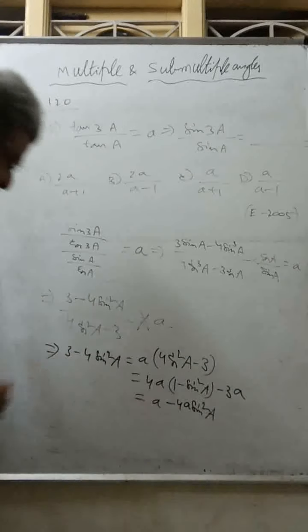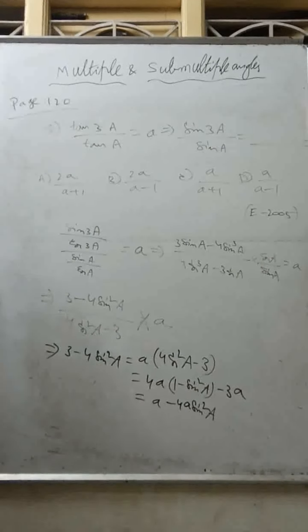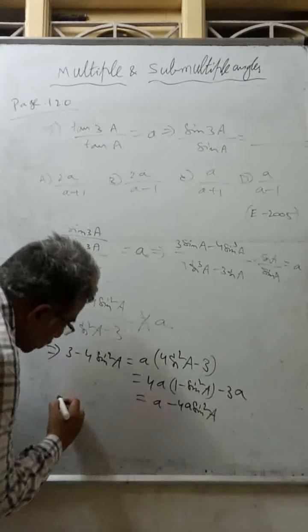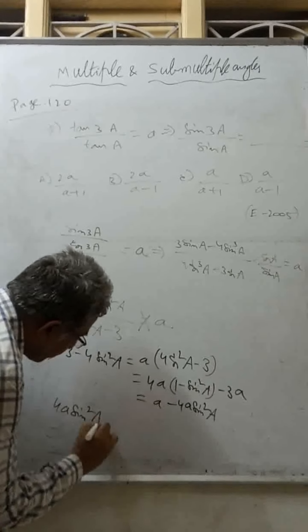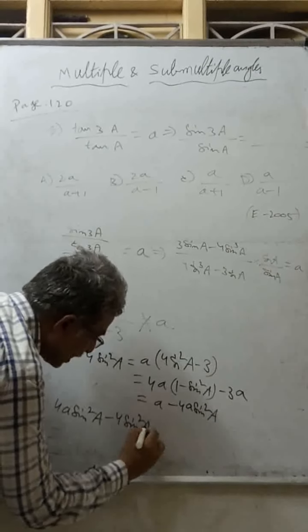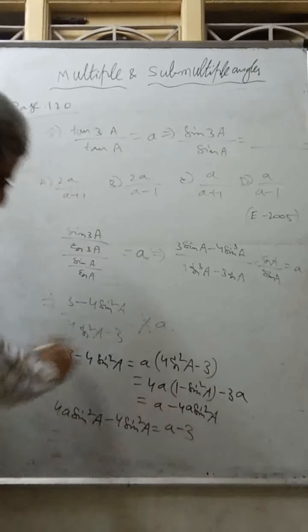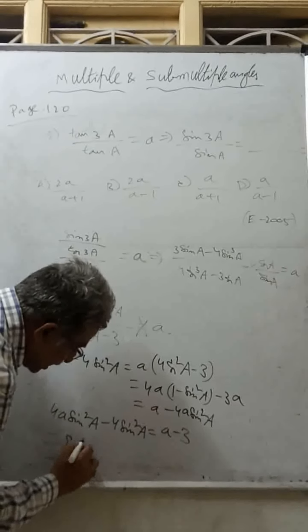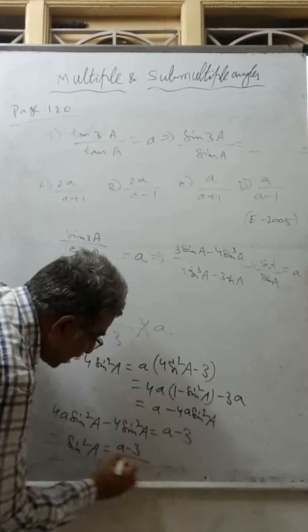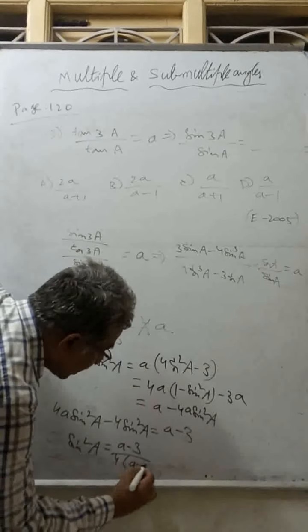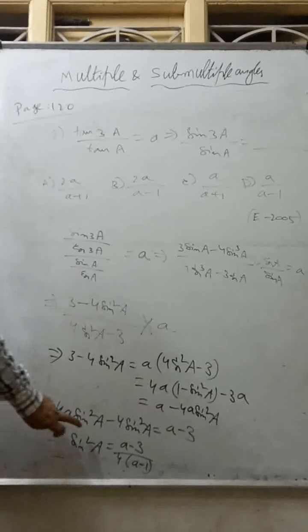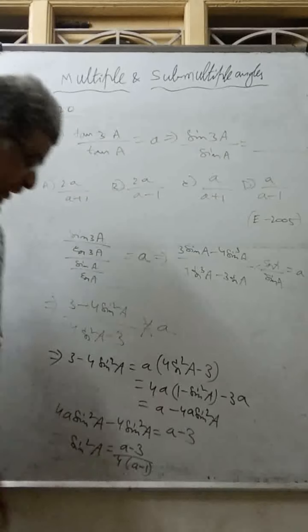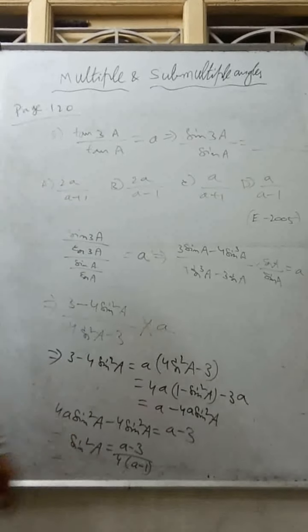Now this 4a sin square A goes to this side, 3 to that side, so 4a sin square A minus 4 sin square A equals a minus 3, since plus 3 goes to that side as minus 3. Now I can take sin square A common, so sin square A equals a minus 3 by 4 into a minus 1, or 4a minus 4. Here I am taking sin square A common, becomes 4a minus 4, that is 4 into a minus 1.